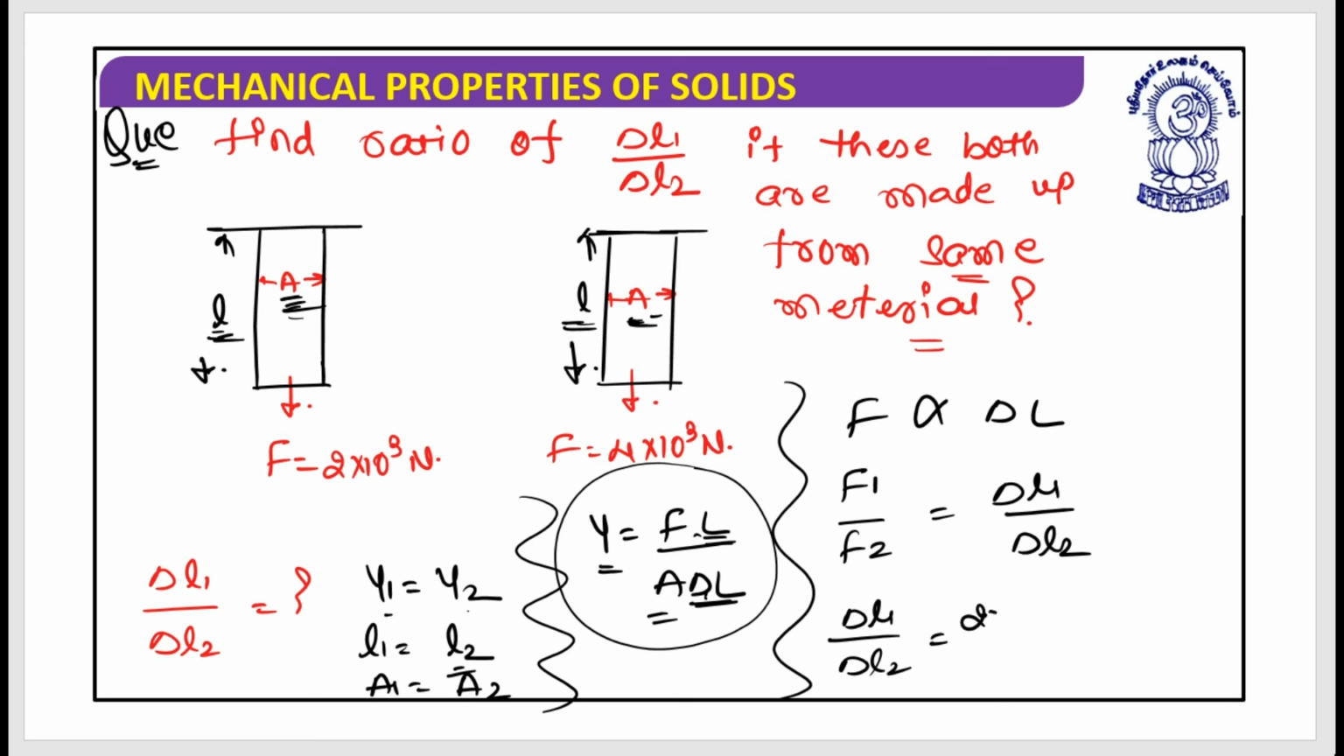So delta L1 by delta L2 equals F1 over F2, which is 2 into 10 to the power 3 over 4 into 10 to the power 3. The powers of ten cancel, and this equals 1 by 2. This is delta L1 is to delta L2.